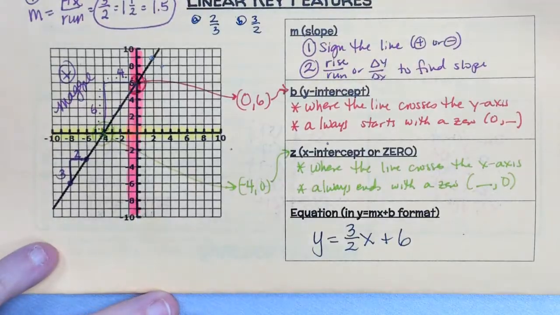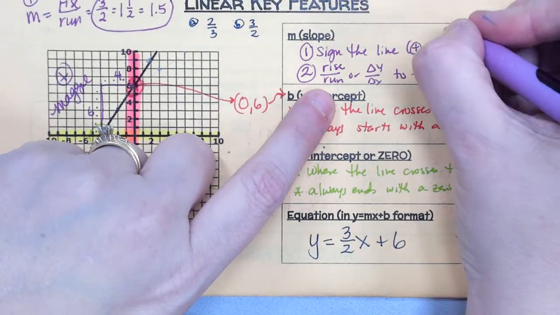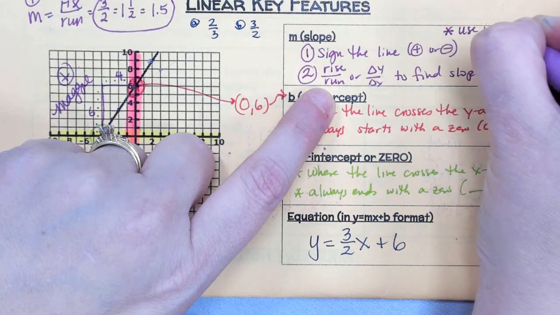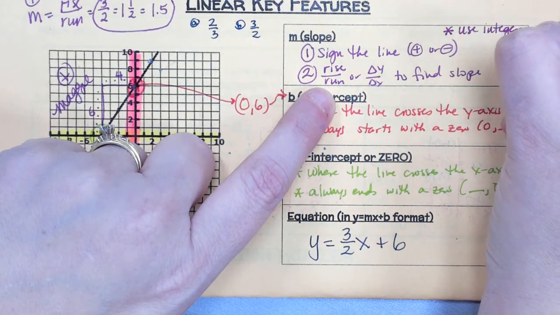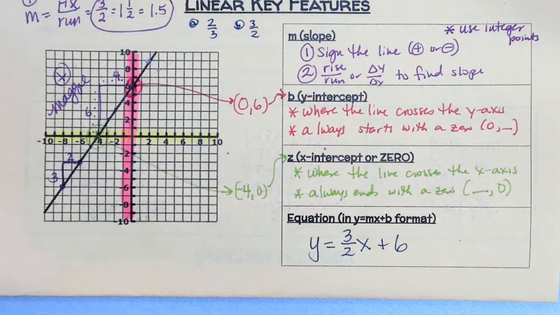Okay. Now, real quick up here. On slope, here's what I want to suggest to you: use integer points. Remember, integers are positive and negative whole numbers. We want to use points that are on integers. I'm not trying to figure out where 3 1/3 is. Not about that life, okay? I'm not trying to figure out any weird points. I want to use whole number points because they're easy to plot. Yes, ma'am?